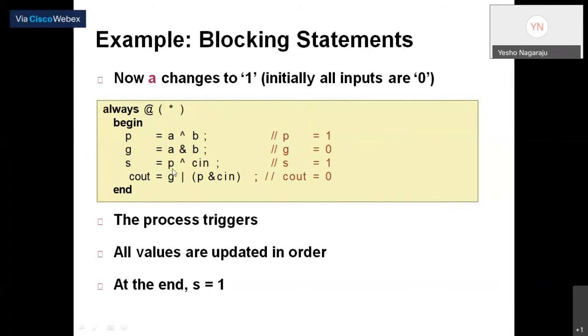What is S? P is 1, XORed with Cin. Cin, all the other signals are 0. 0 and 1, it is 1. What is Cout? G ORed with P and Cin. P is 1, Cin is 0. Its value is 0, because G is 0, Cout is 0.